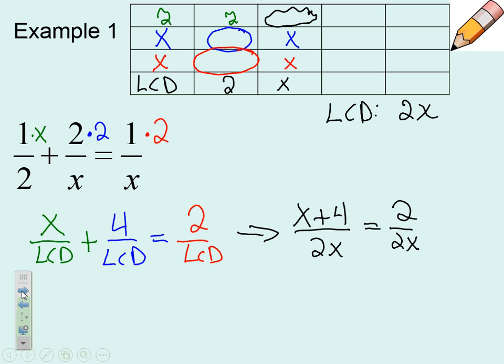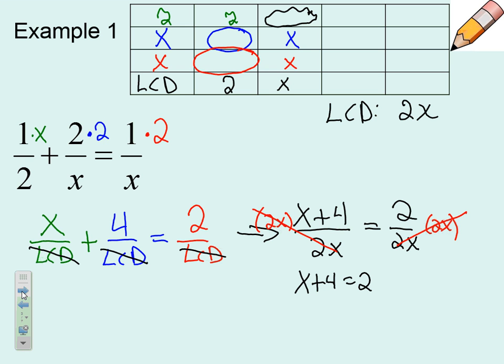Now this, ladies and gentlemen, make sure you're paying attention because it's kind of cool. If we look at this, if I wanted to get rid of my 2x's on both sides, I just could multiply both sides by 2x. When I do that, they just cancel out and disappear. So with that being said, from now on, after we get to the point of finding our least common denominator, we're just going to get rid of them right away. So for this one, when I rewrite it, it's going to be x plus 4 equals 2.